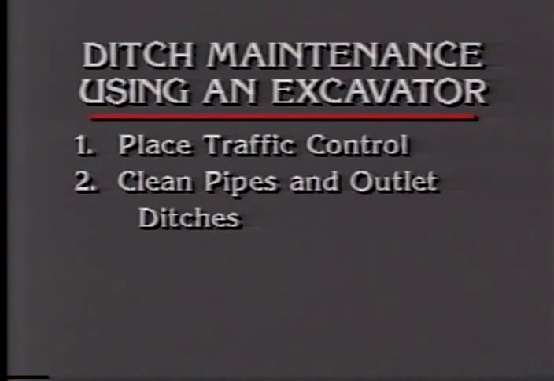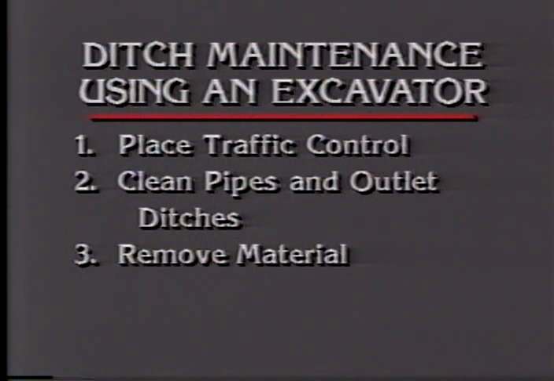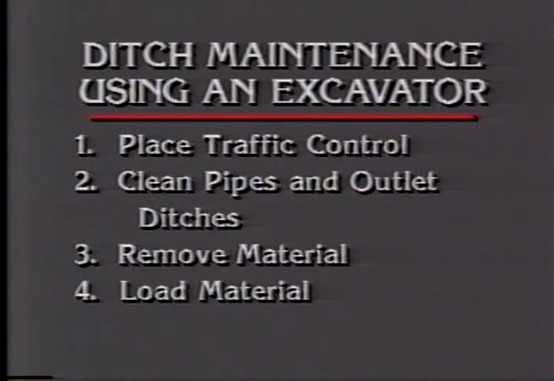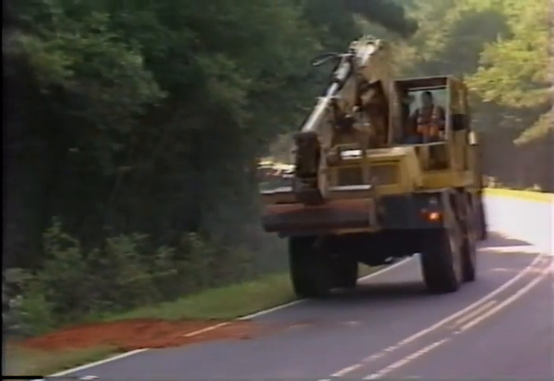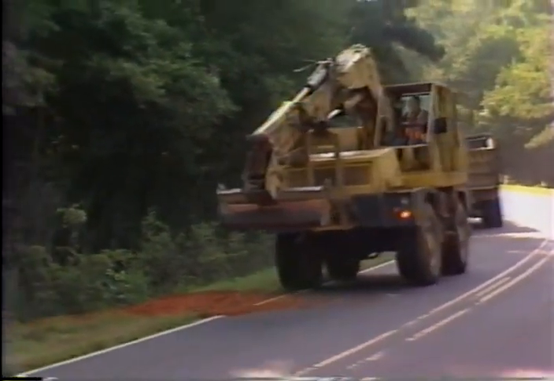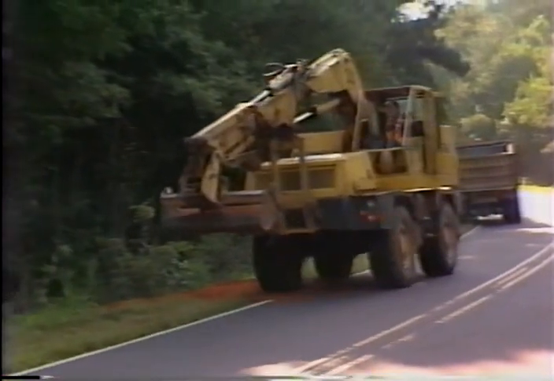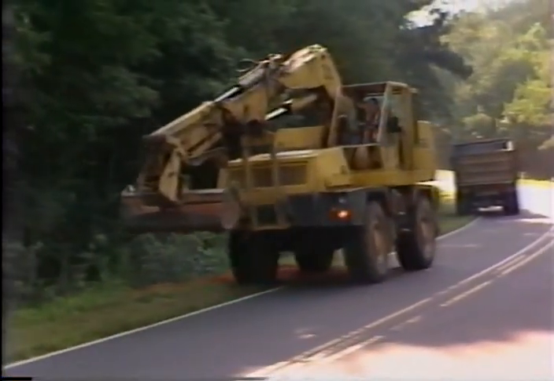Number 2, clean inlet and outlet pipes and outlet ditches. Number 3, remove material from ditch with excavator, creating proper shape and flow line. Number 4, load material into trucks for proper disposal. Number 5, remove traffic control. The equipment needed for this operation is the hydraulic excavator and dump trucks to haul material away from the job site.